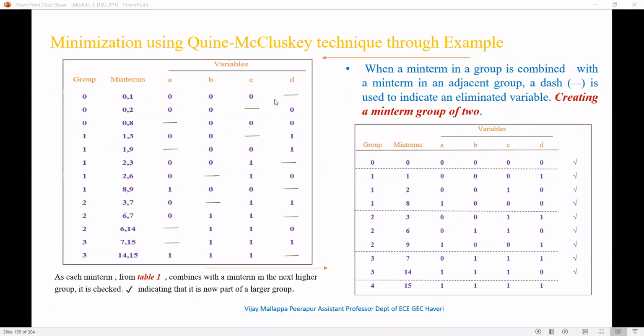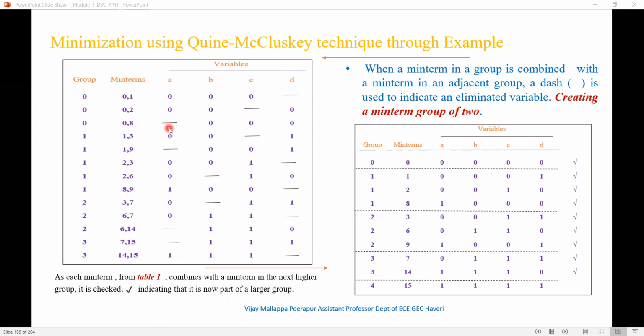Now I have a group of 2 min terms. I've created a group of 2 min terms, and wherever the variable is eliminated, we represent that by a dash. We have represented that by a dash here. I can see from here, right? 0 and 1. When we do 0 and 1, we know that in min term 0, D is 0. In min term 1, it is 1. So it is represented by a dash. Similarly, when we group the min terms 0 and 2, the C is represented by a dash. When we group the min terms 0 and 8, the A is represented by a dash.